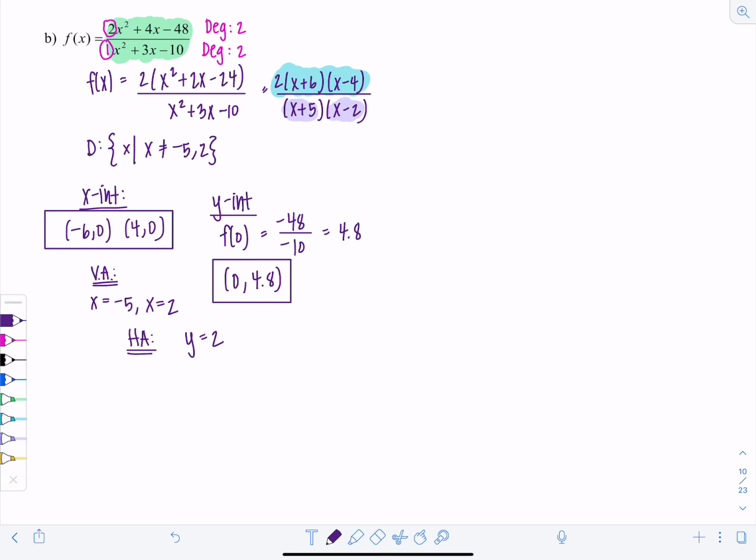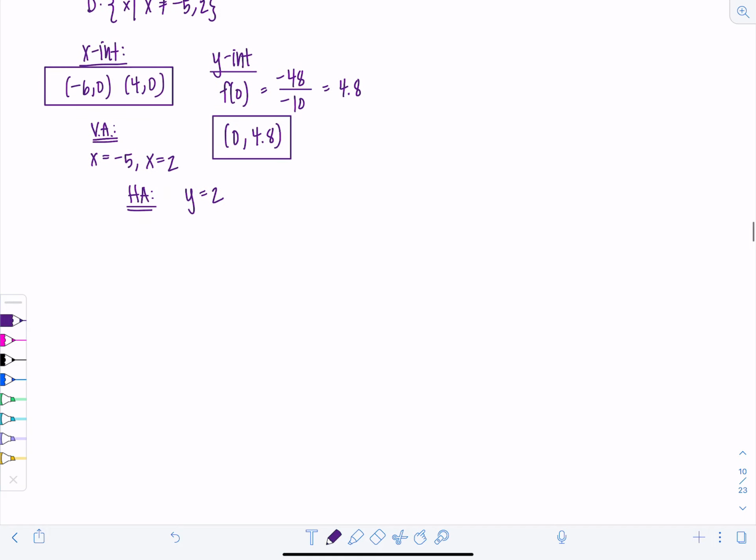Beautiful. All right, now the tricky thing. We want to figure out, does the graph cross the horizontal asymptote? Last time it was easy to tell because the horizontal asymptote was where one of the x-intercepts was. But in this case, what you're essentially asking is, does my function ever equal, well, where's my horizontal asymptote? It's at 2. So does my function ever equal 2?